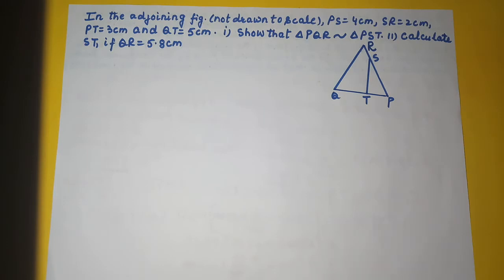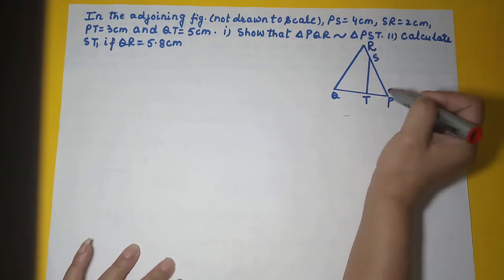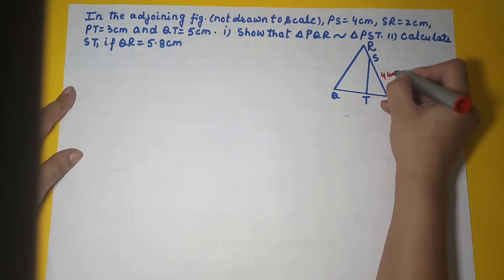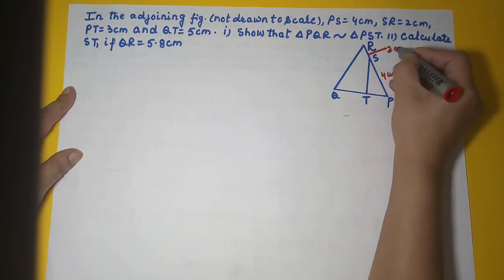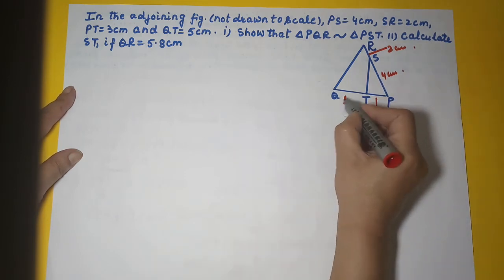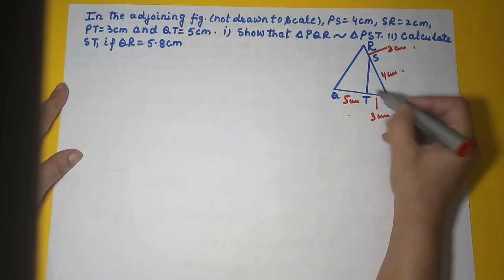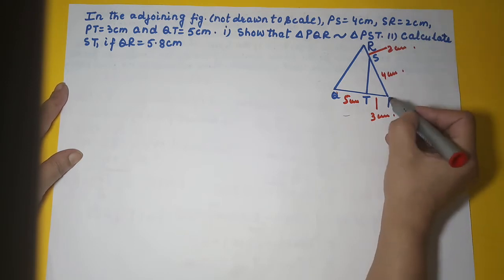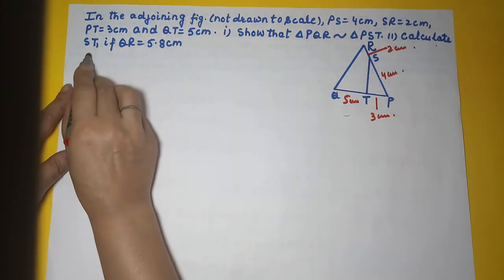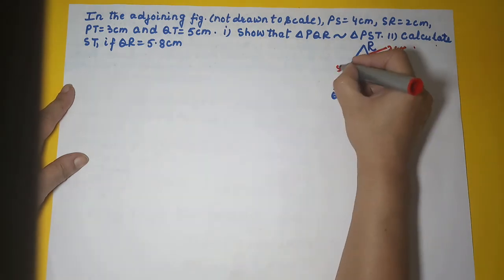Now, the next one. In the next question, he's saying that there is a figure given to us which is not drawn to the scale. Here, PS is given 4 centimeters. SR is given 2 centimeters. PT is 3 centimeters. QT is 5 centimeters. He wants us to show that triangle PQR is similar to triangle PST. Okay. After that, he wants us to calculate ST. And he has also given the measure of QR as 5.8.